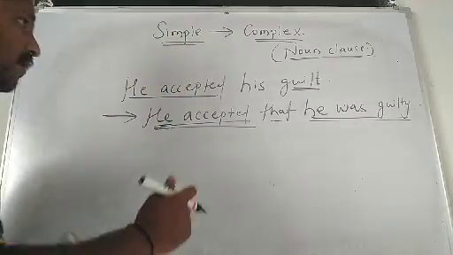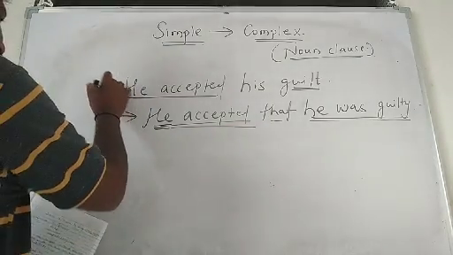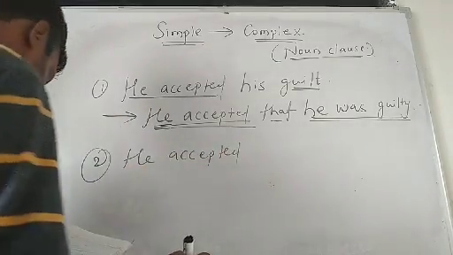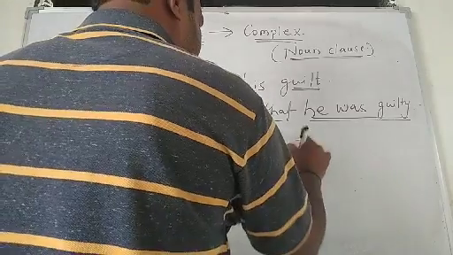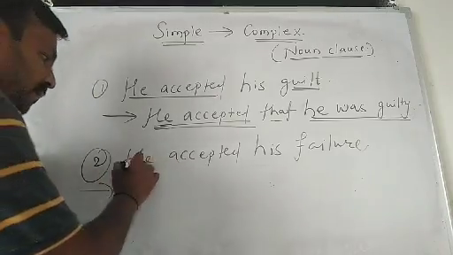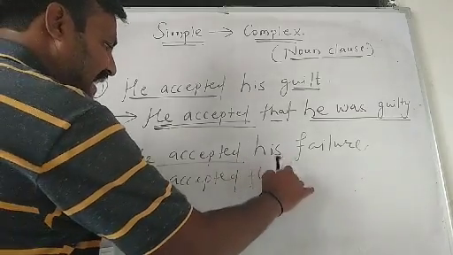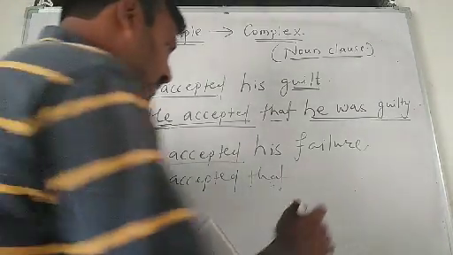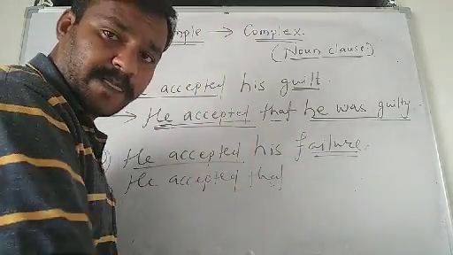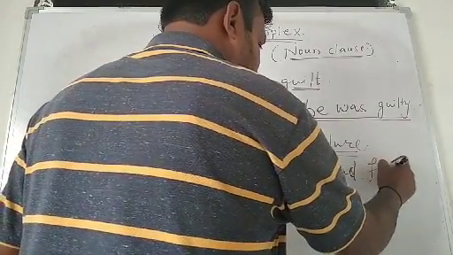One more example let me give you, how we have to change that noun into verb. He accepted, this is first example. Second example let me give. He accepted his failure. So now same thing we have to write down. He accepted, we are talking about third person. He accepted that. Here failure, adjective form we cannot form. Here failure we have to change into verb only. He accepted that he had failed.